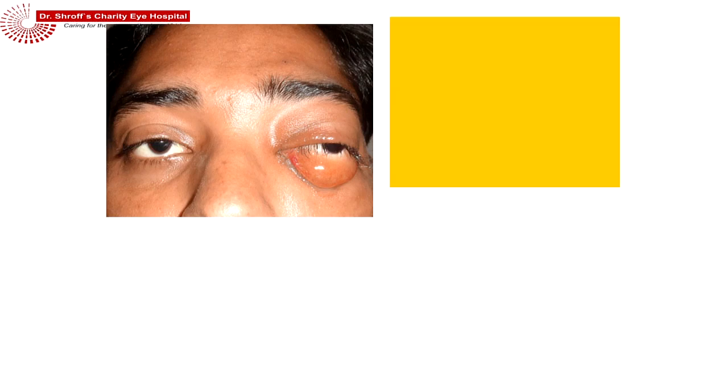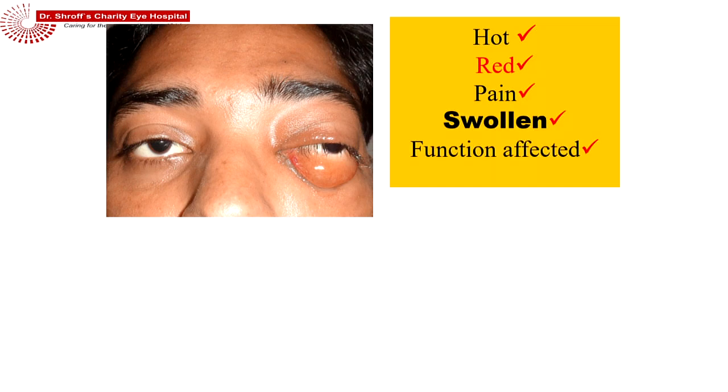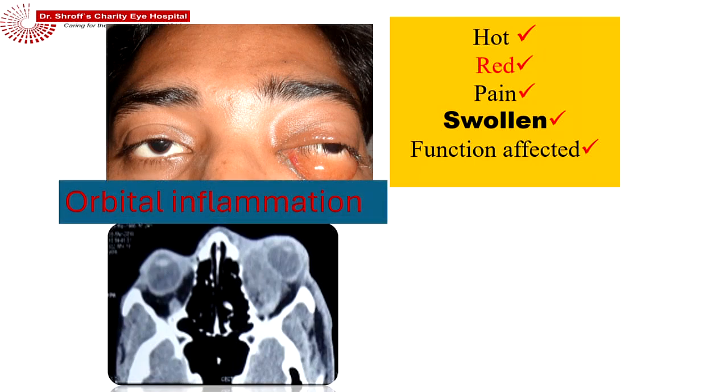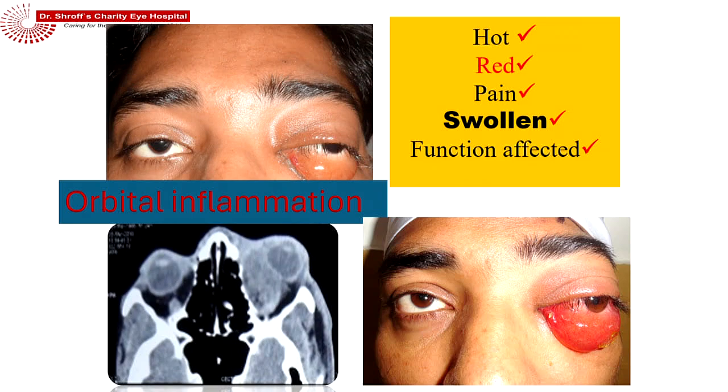We just spoke about infections, and this is a young guy who has a hot, red, painful, swollen orbit with loss of ocular movements, and we do see a mass lesion in the orbit. Now, it fits into the criteria of orbital inflammation, but he does not respond to the conventional treatment.